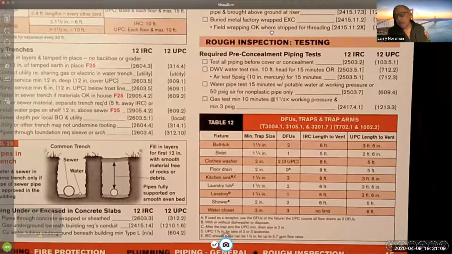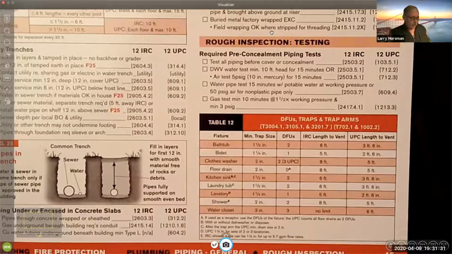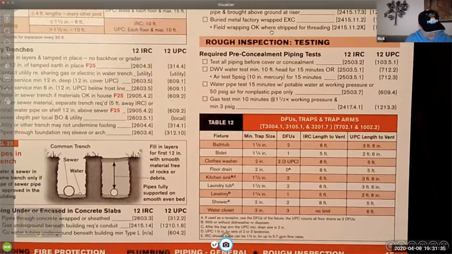Again, this is strictly residential. I'll be sending you out a table from the California Plumbing Code that has a more complete table that includes commercial things. And again, we're only using the Uniform Plumbing Code, the IRC. If you look at this, this is the trap and trap arm sizes. And we don't have that code exactly in here.